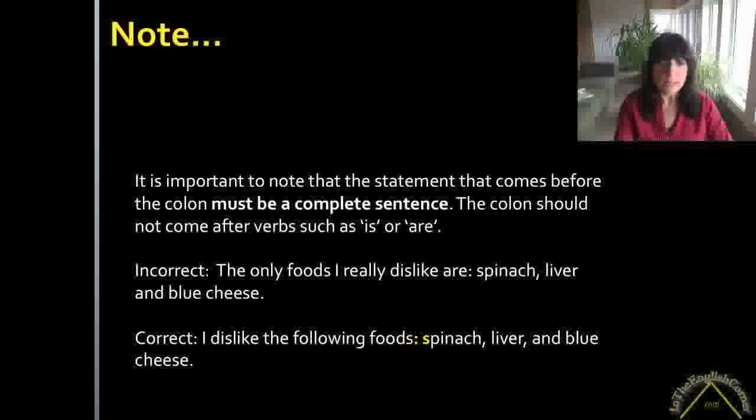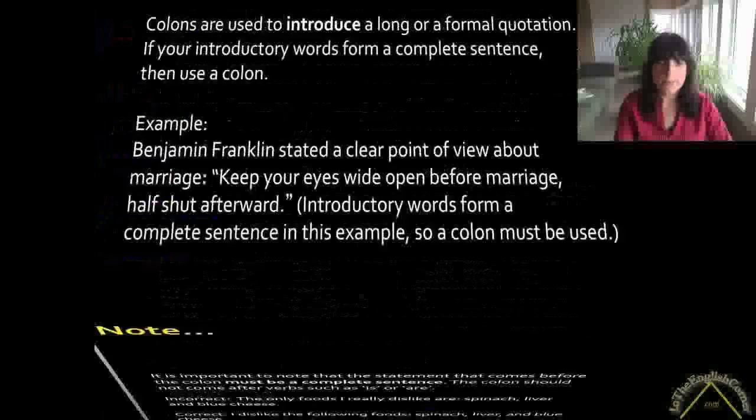In this first example, the colon is used incorrectly. The only foods I really dislike are spinach, liver, and blue cheese. It is correct in the second example. I dislike the following foods, colon, and then your list of foods: spinach, liver, and blue cheese.